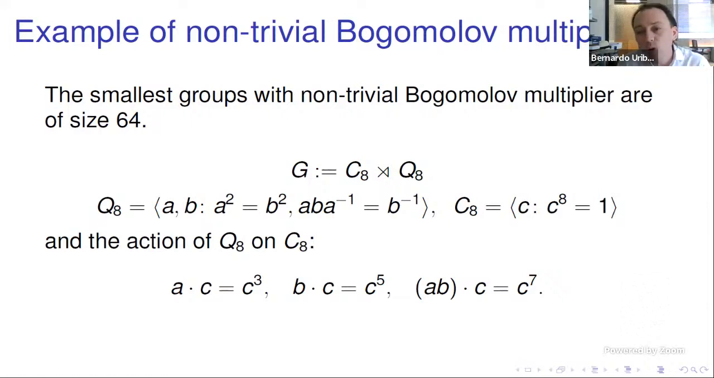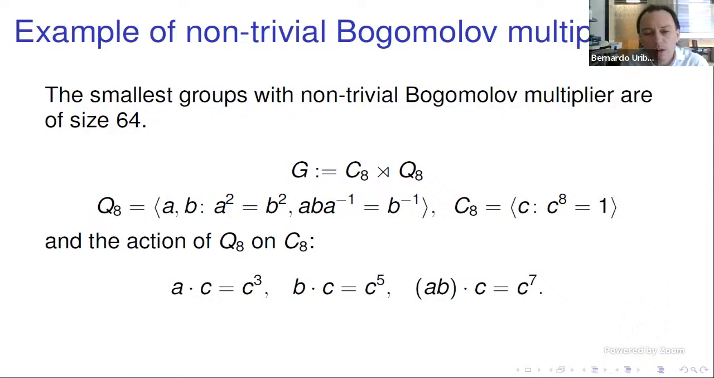And it turns out that Bogomolov was the one who noticed that if you calculate the Brauer group of these varieties, the Brauer group is the Bogomolov multiplier of the group. The only thing you need to know is that the representation is faithful. That's the only thing you need to have. And therefore, he constructed, of course, infinitely many examples of non-projective algebraic varieties, just simply by knowing representations of the group.